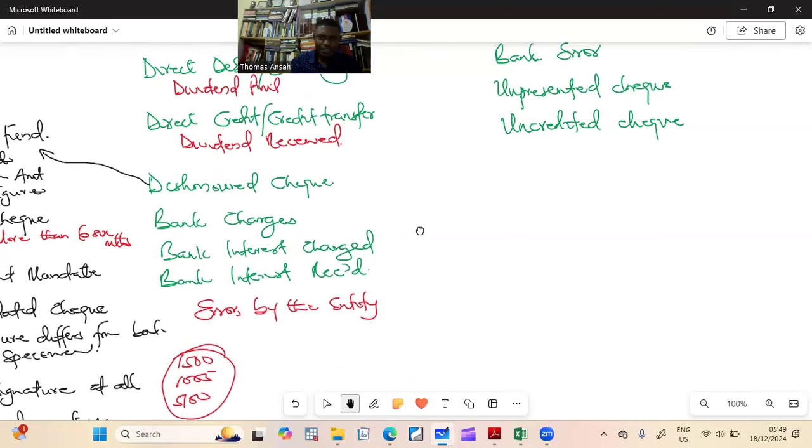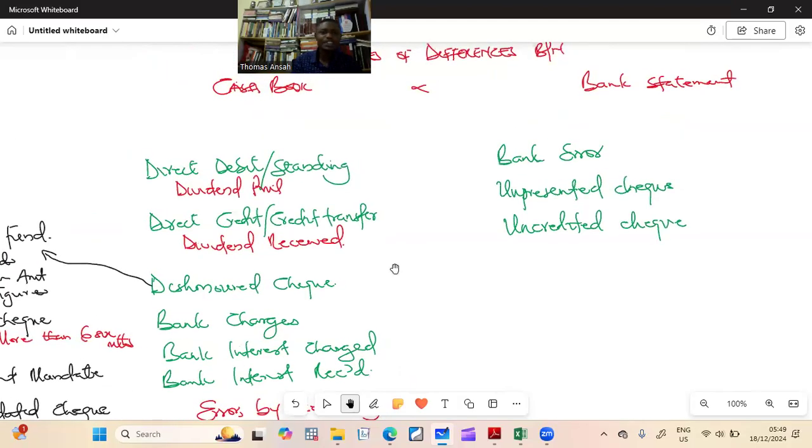Ladies and gentlemen, now we classify these differences under two broad headings. We have timing differences and we have informational differences.